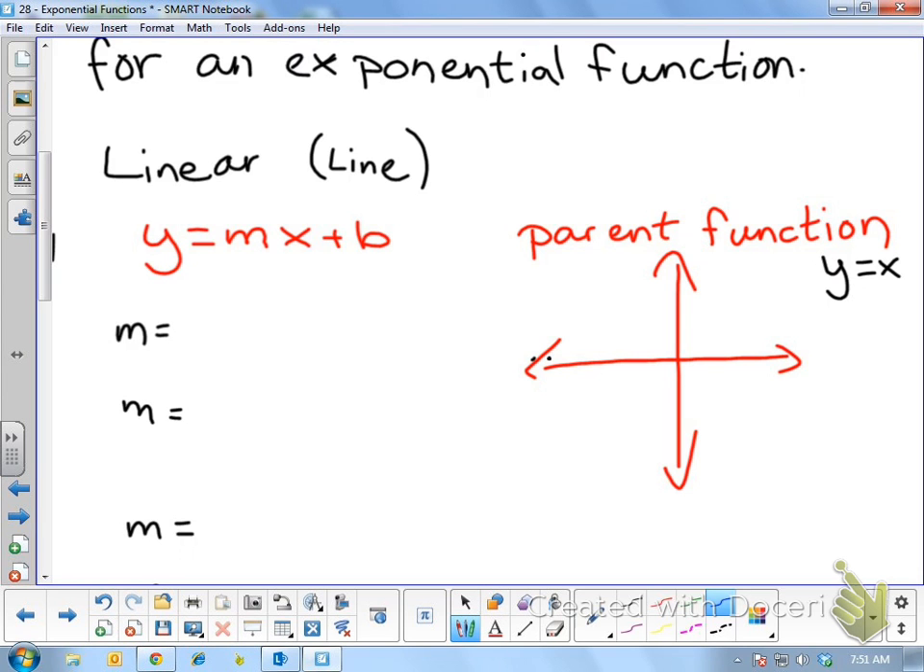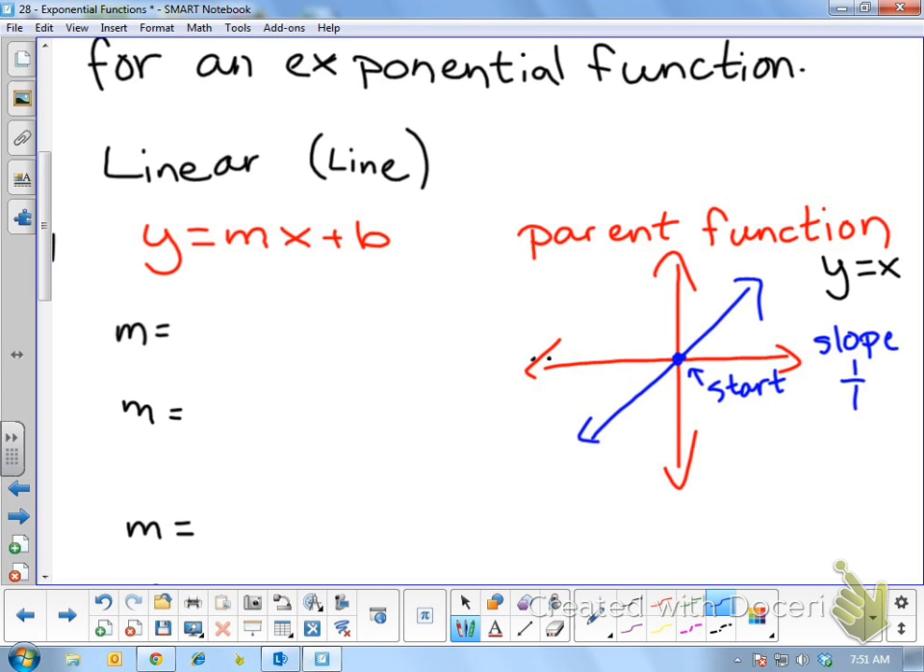So we draw, it's basically a 45-degree line. It should go exactly through the center. There's our parent function. We know the slope is up 1 over 1. We know it starts in the center, so we start here. And our slope is up 1 over 1.